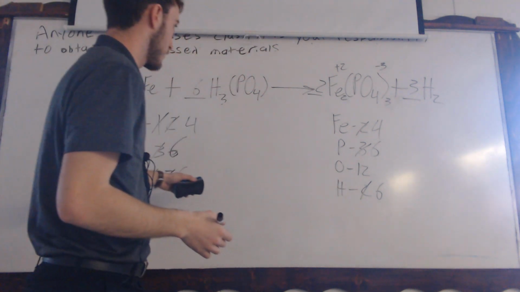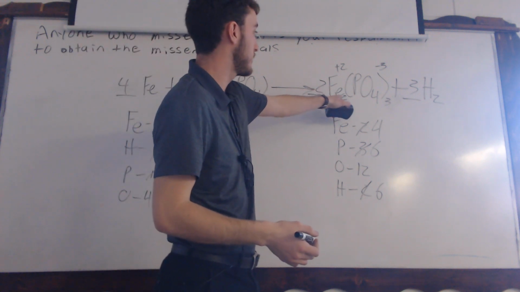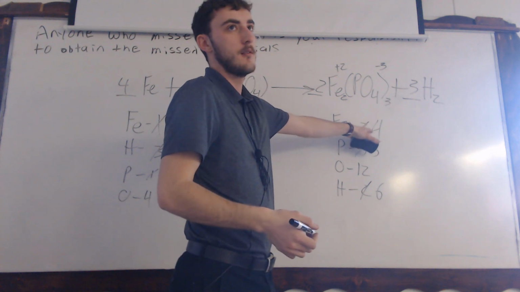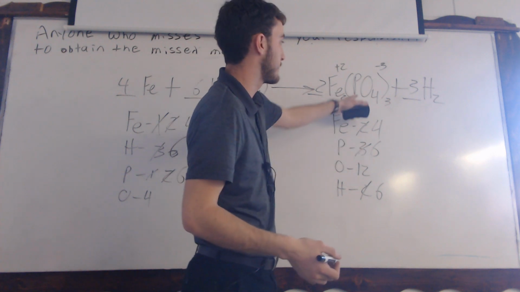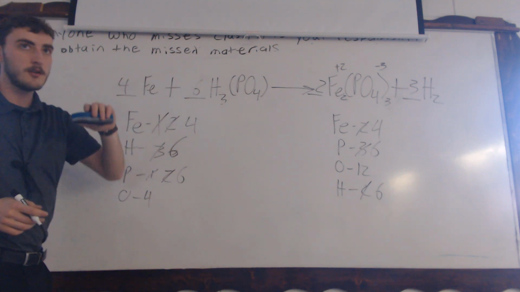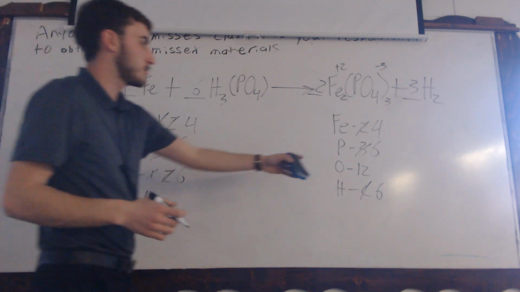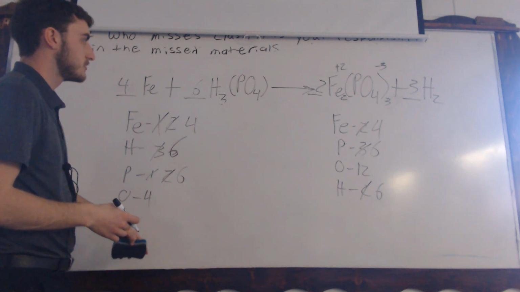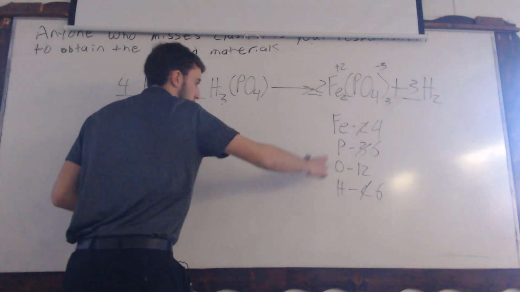Wait, why did you change that? They were even. No, because I changed this to a 2. 2 times 2 is 4. So now I have 4 hydrogen. Yeah, that's not even. Why'd you change it to a 2? Because I needed to get my phosphorus to a 6. You have a ton of phosphorus, don't you? I do. I have it times 2, so I have 6 phosphorus and 6 phosphorus. So now we're all equal, 4, 6 on the hydrogens, 6 on the phosphoruses.